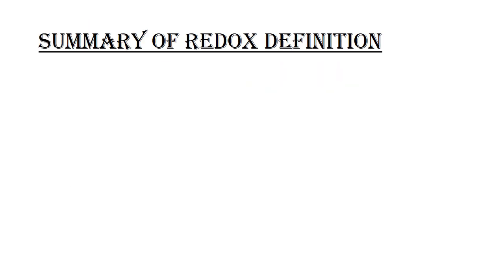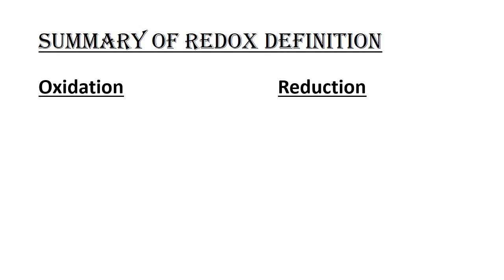Alright, now let's look at a summary of redox reaction. The two main words that we need to take care of in here are oxidation and reduction. Out of the reacting species, one should undergo oxidation and the other should undergo reduction. When we say oxidation, it means loss of electrons, and when we say reduction, it means gain of electrons.